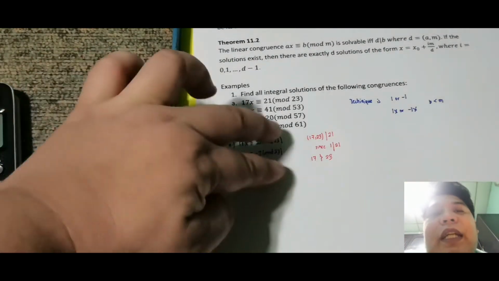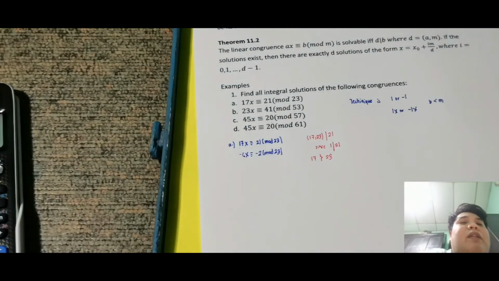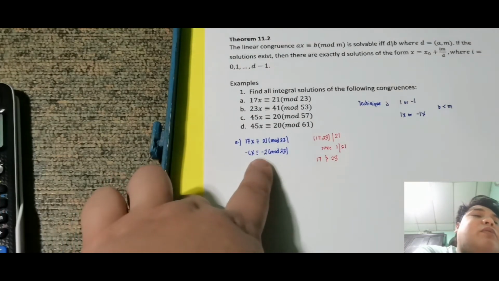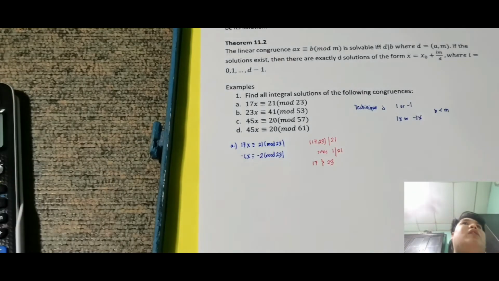Which is parehas pa rin sila. Yun na naman yung ibig sabihin ko dyan. Si 17x congruent to 21 mod 23 is similar kay negative 6x congruent to negative 2 mod 23. So, ang ginawa ko lang, kinuha ko lang yung reverse part nila. Kumbaga yung parang inverse. Hindi nyo pa kasi maintindihan siya. Para siyang inverse in terms of modulo. Nasa abstract algebra somewhere siya.